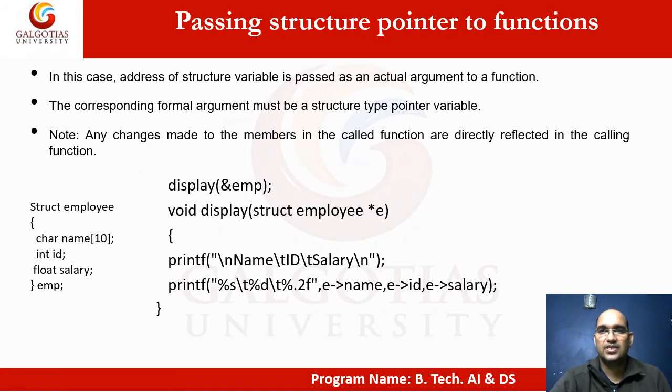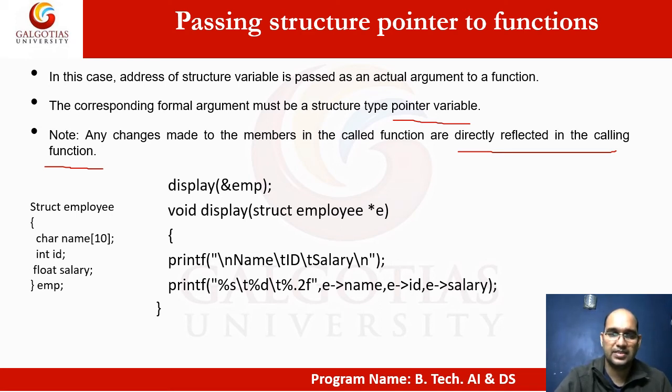Next method is passing a structure pointer to a function. As we have seen in the last session, how a structure address can be given to a structure pointer, the same way we are going to utilize that. In this case, the address of a structure variable is passed as an actual argument to the function. A corresponding formal argument must be a structure type pointer variable. Always remember this point. Note, any change made to the members in the called function is directly reflected in the calling function. So if you make any change in the called function, that change will be reflected in the calling function also.